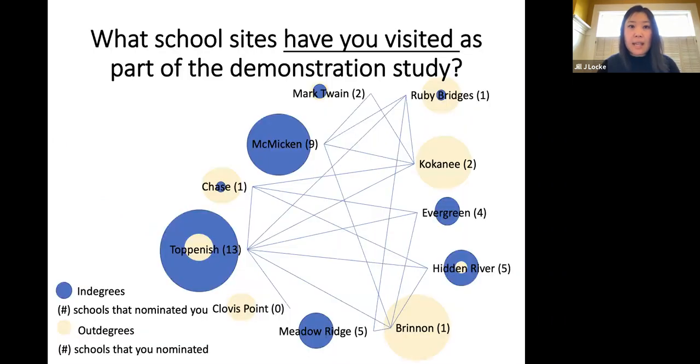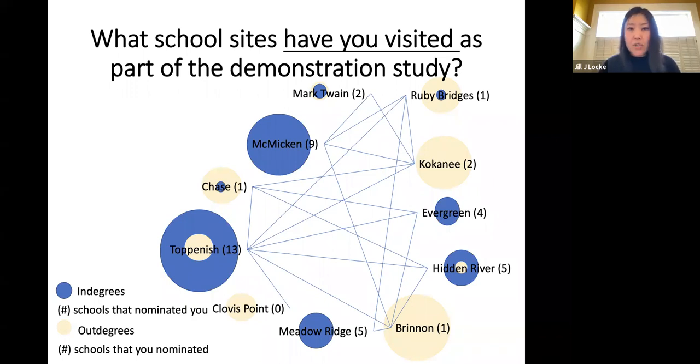So this is an example of what a coded social network map or professional networking map looks like. So for the first question, what school sites have you visited as part of the demonstration study? These are our first 11 schools. The bright blue circles are what we would call in degrees. That's how many times you were nominated as a school.